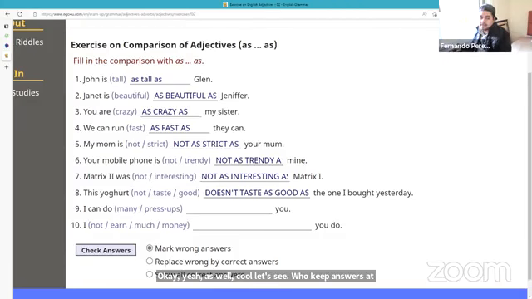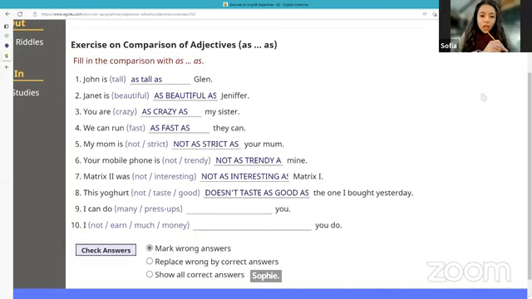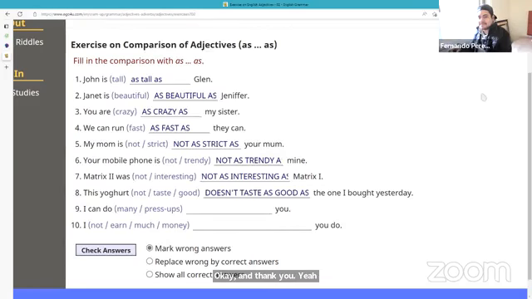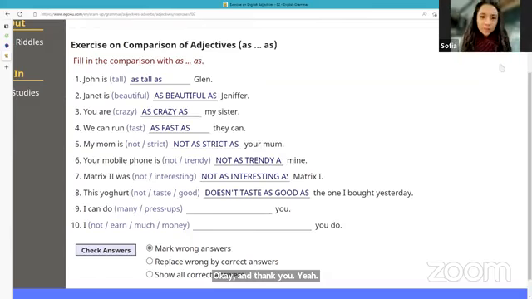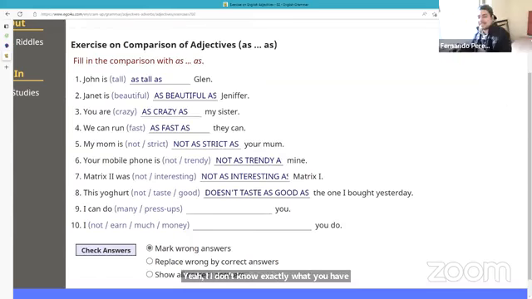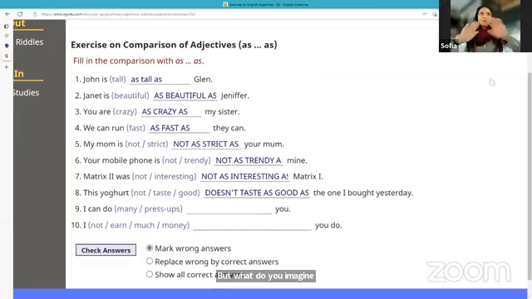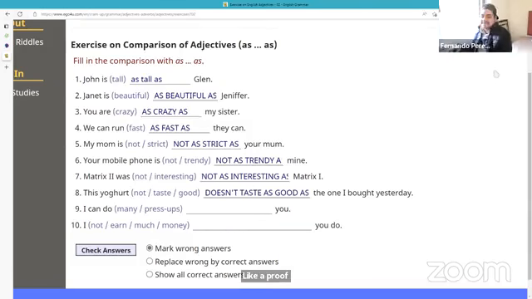Number 9, Sophie. I can use... What's a press up? Yeah, I don't know exactly what is the meaning of press up. But what do you imagine? Like a push, something. I don't know. Exactly. A push-up, and another name for a push-up is a press-up.